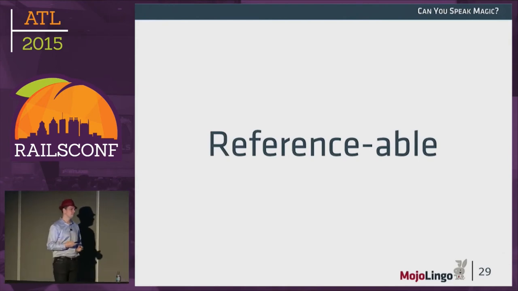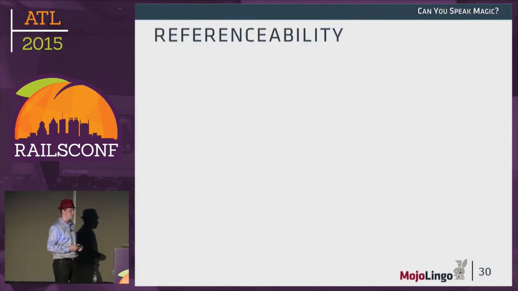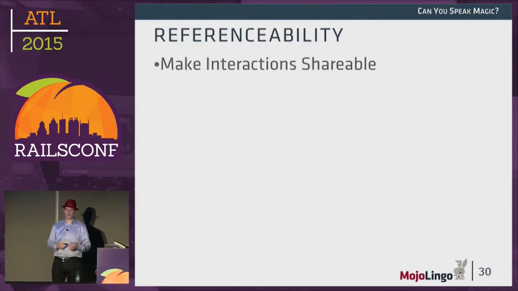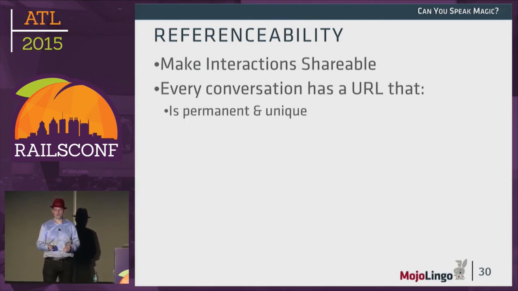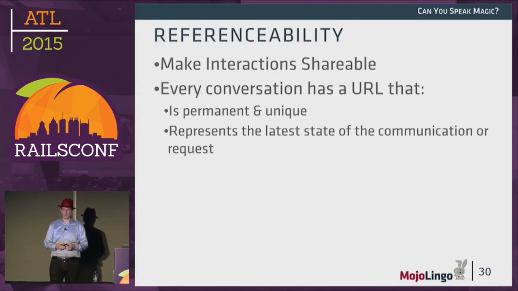And finally, these conversations should be referenceable. So referenceability is, I think, all about sharing. Every conversation, in my mind, should have a URL. This is an easy thing to do. We deal with resources and objects all day long, right? So every conversation has a URL that is permanent and unique. It represents the latest state of the communication request.